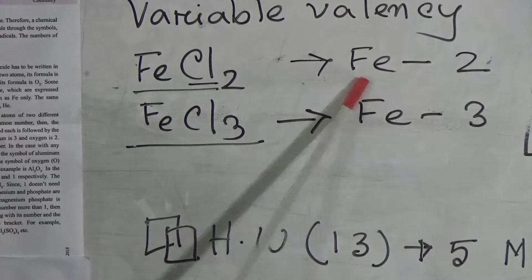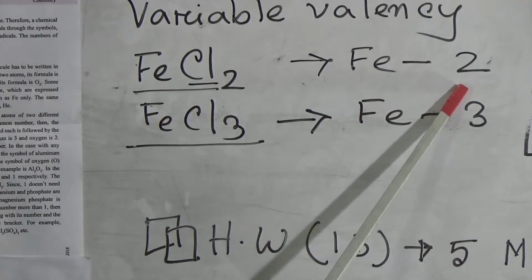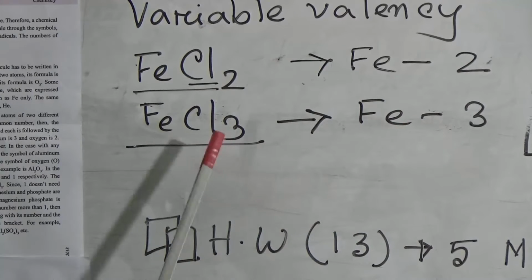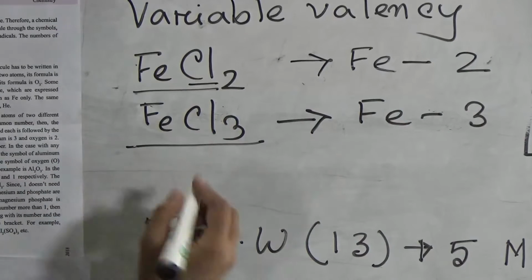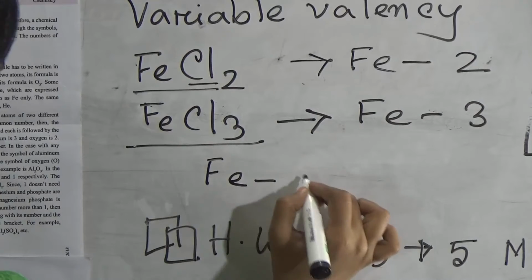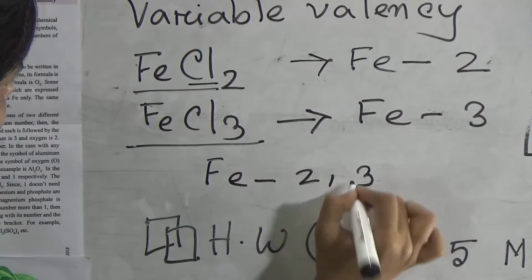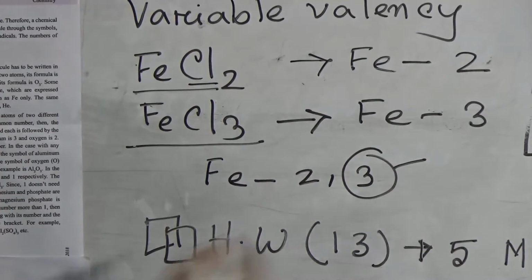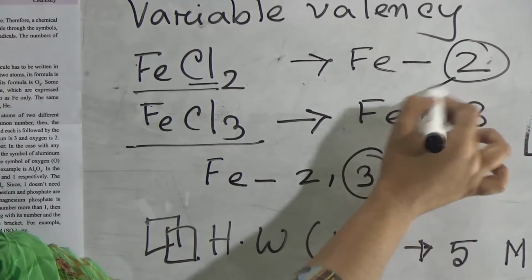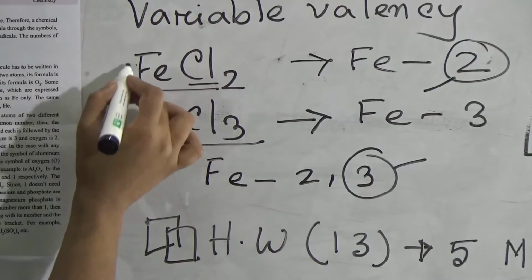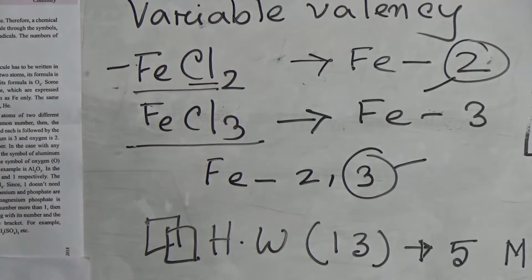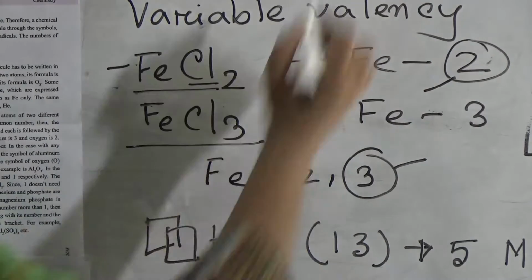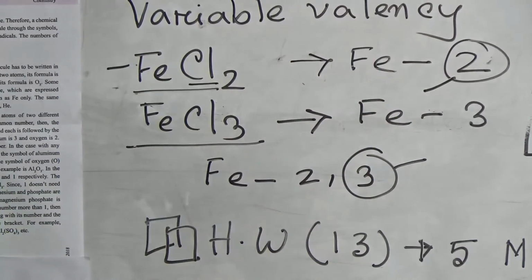Here the valency of the iron is 2, here the valency of the iron is 3. And what is the highest valency? We know iron has 2 valencies, one is 2 and another is 3, that means the highest valency is 3, and where the lower valency is used, it is known as the active valency. In case of ferrous chloride the active valency is 2, but in case of iron we know the highest valency is 3.